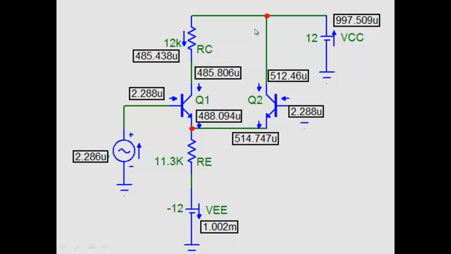There are slight differences here between the two currents, and the reason is that we have directly connected this particular node to VCC here, while this node is connected to VCC through 12K here. So the collector voltage of this transistor is different from the collector voltage of this transistor, and we know that current depends on collector voltage also due to the Early effect. Okay, and the small differences that you see here, this is 485 and this is 512, that is coming about because of the Early effect here.